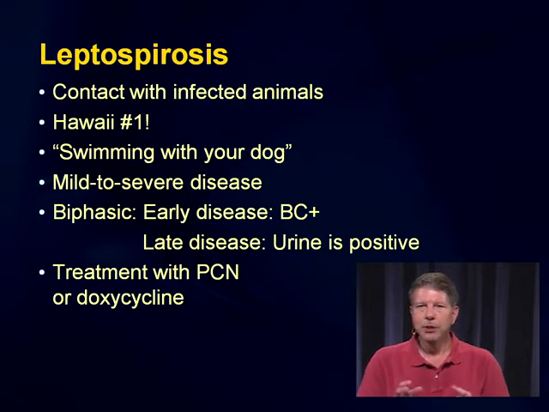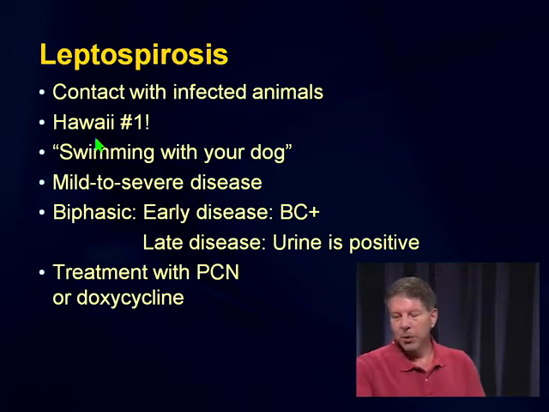So what happens? You swim in the pond with your dog. You swim around with your eyes open, your mouth open. The dog swims around peeing in the water. The little spirochetes in the urine get out. They go into your mouth. They go into your eye. They go into mucous membranes, and you get infected, and that's how people get infected.